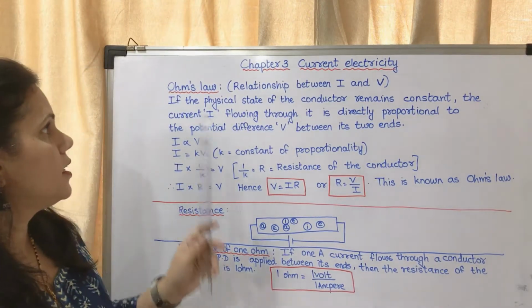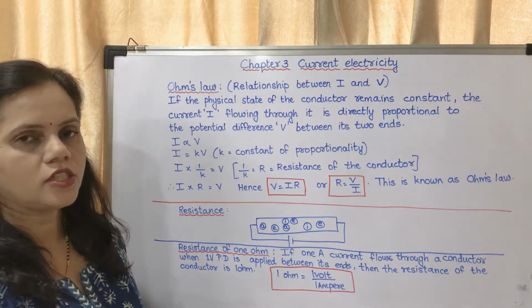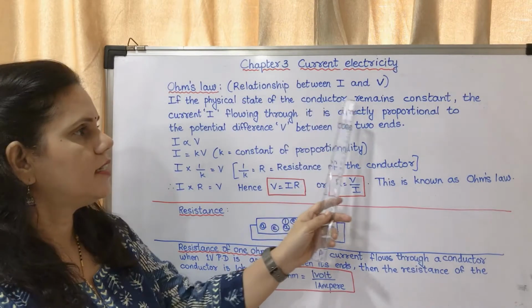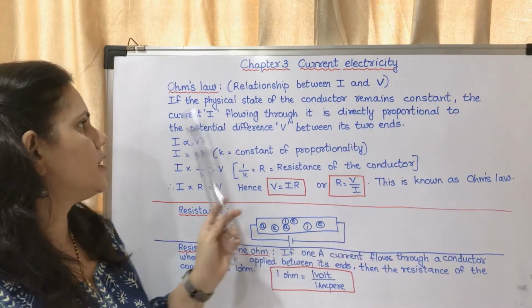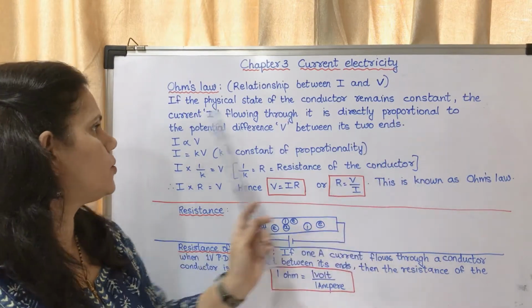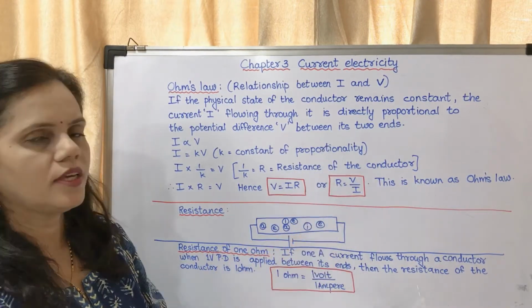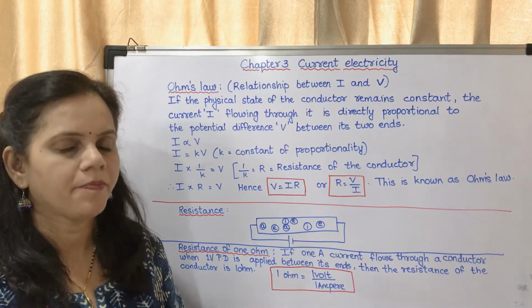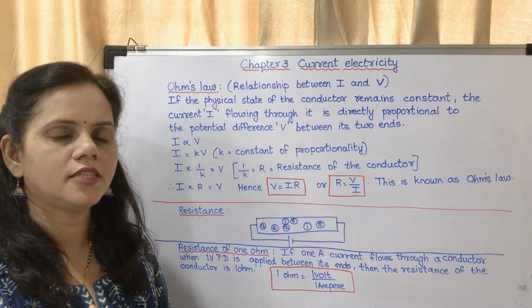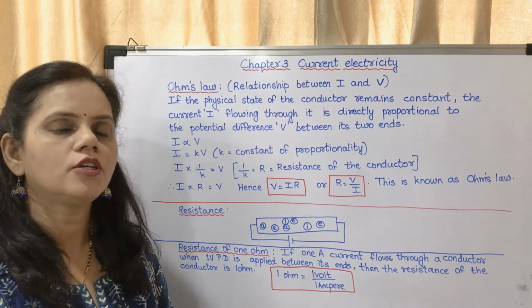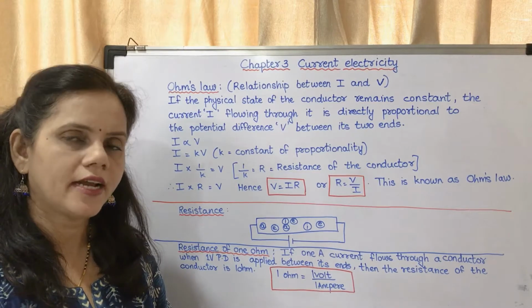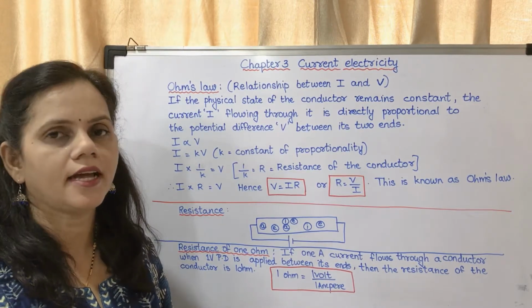Now this is Ohm's law. What is Ohm's law? If the physical state of the conductor remains constant, the current flowing through it is directly proportional to the potential difference V between its two ends. While you write the definition, the statement of any law, you have to write the same statement which is there in the textbook. Okay, try to learn it and write it as it is.